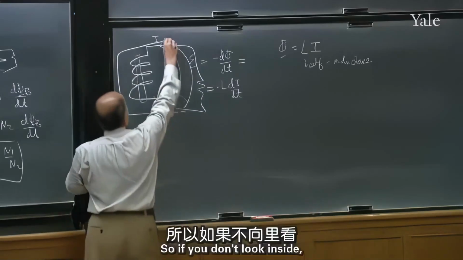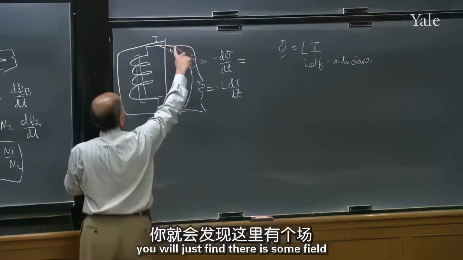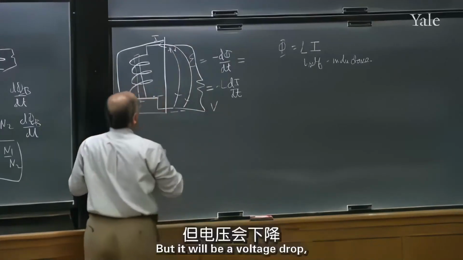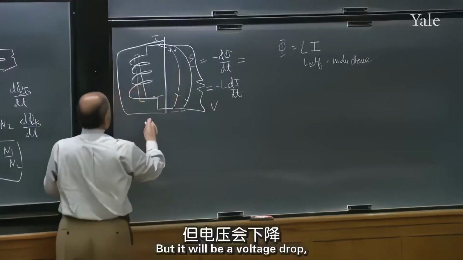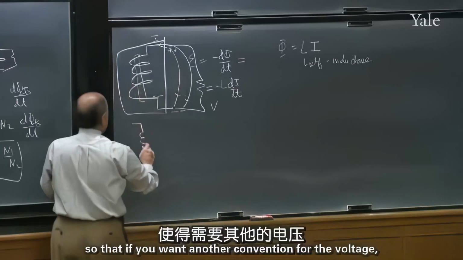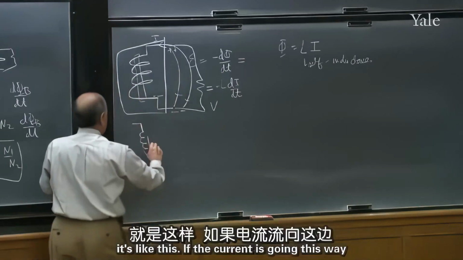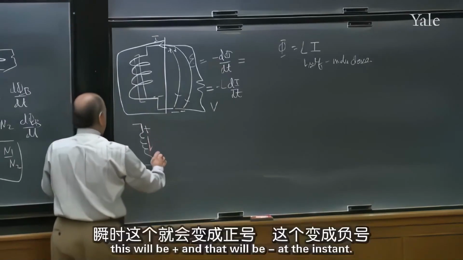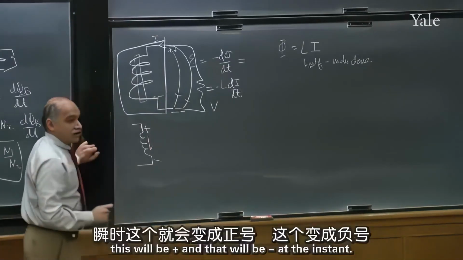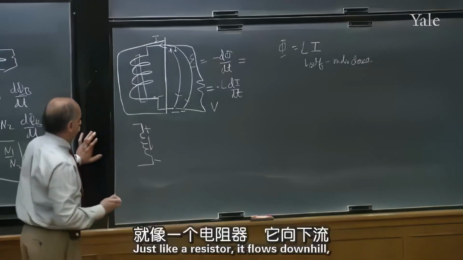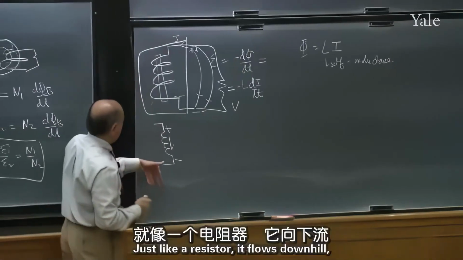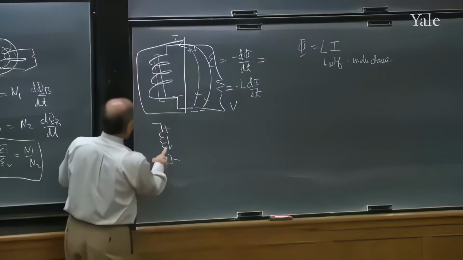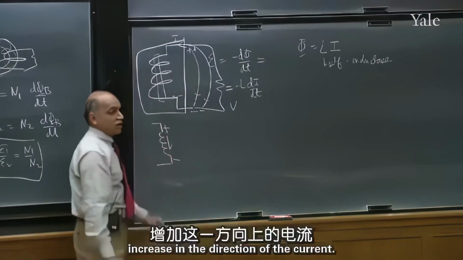So if you don't look inside, you will just find there is some field which has a line integral from here to here. That's the voltage. But it will be a voltage drop. So if you want to know the convention for the voltage, it's like this. If the current is going this way and it's increasing in this direction, this will be plus and that will be minus at the instant. Just like a resistor, it flows downhill. This will also flow downhill, meaning this is higher than this, provided the current is trying to increase in the direction of the current.